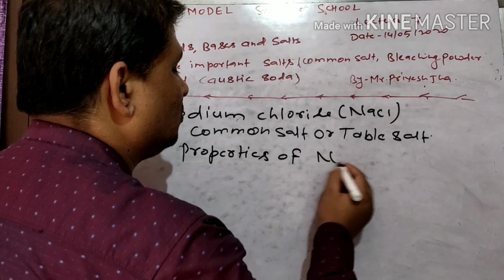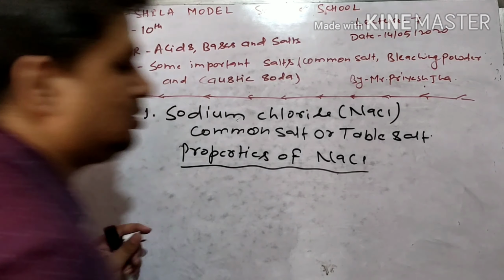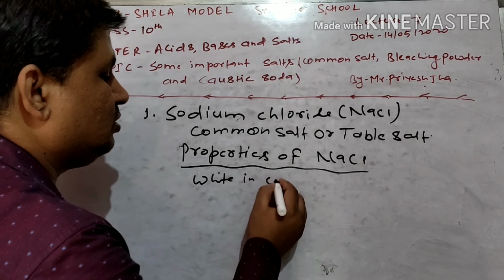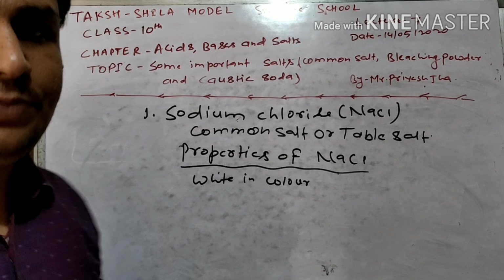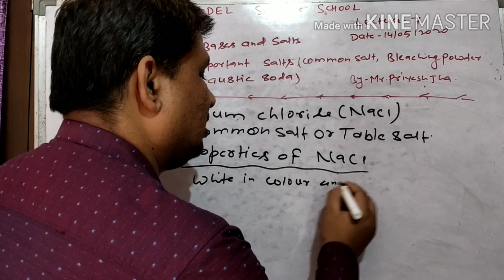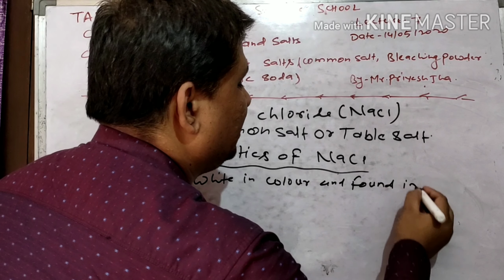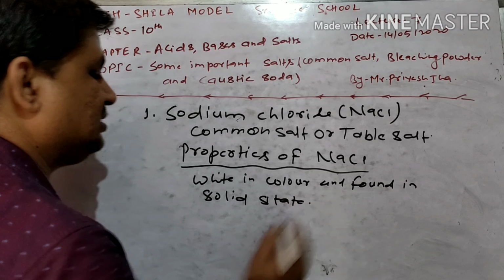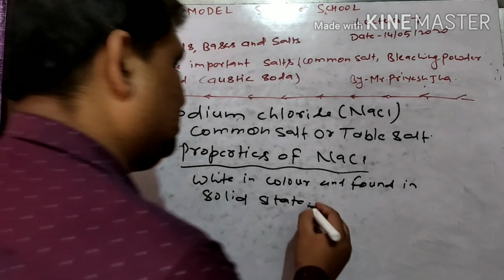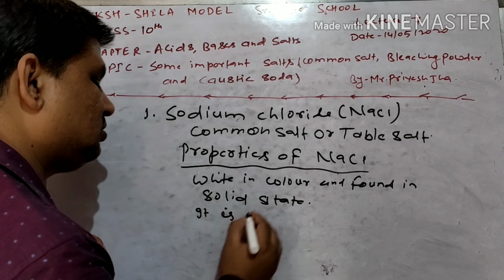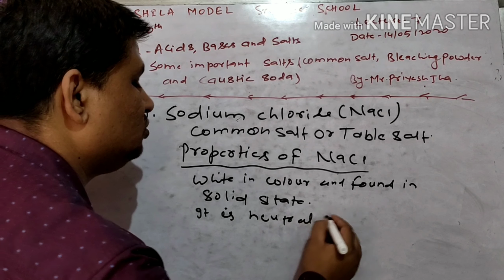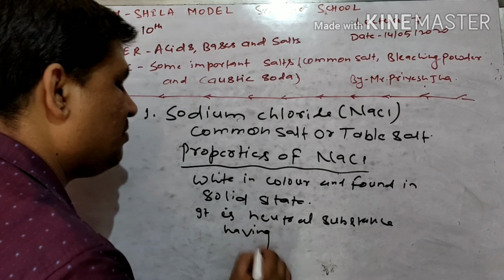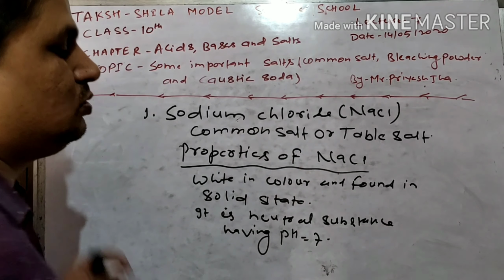Properties of NaCl. Generally, NaCl is white in color. It is present in the solid state, and it is a neutral substance having pH equal to 7.